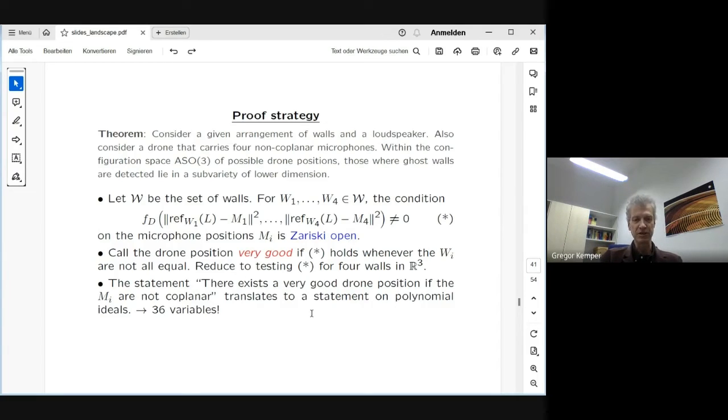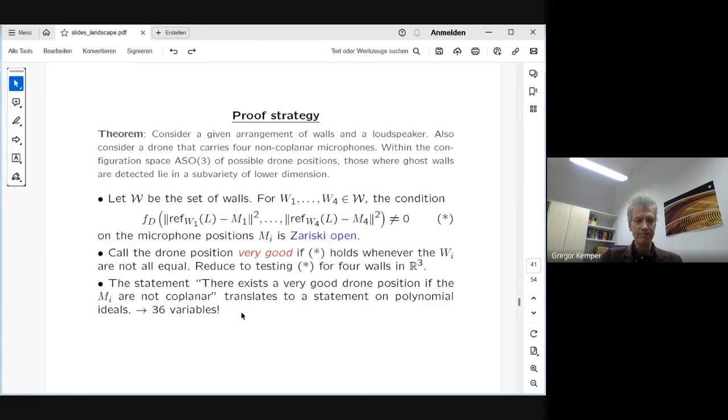If it's non-zero, it's also dense. That's because of the Zariski openness. So what we need to do is to translate this statement, that there exists a very good drone position if the MI are not coplanar, into a statement on polynomial ideals, and that is quite possible.